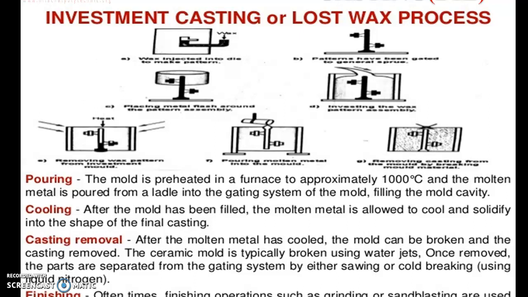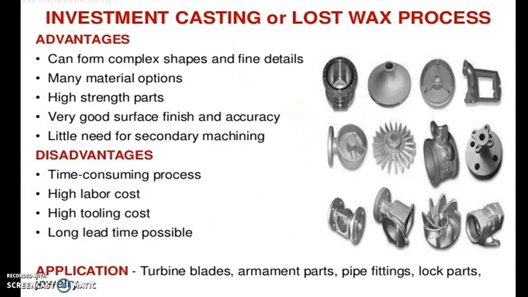The expandable wax pattern is coated with slurry, that means a mixture consisting of silica flour, a small amount of kaolin and graphite mixed with water. This process is referred to as the investment of the pattern.